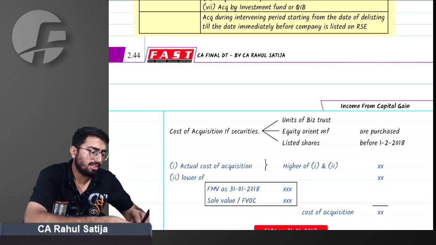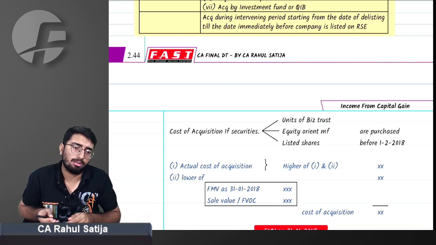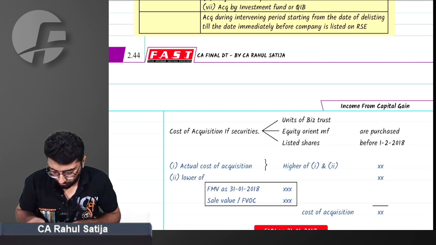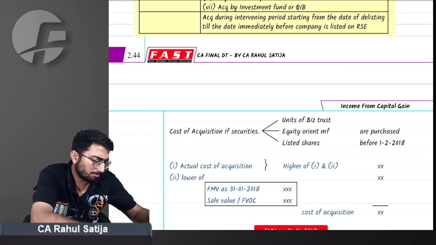Sir, how will the cost of acquisition be taken? You have to focus here. Focus here for a minute. This is a trickier point. You might miss this if you do not hear. Just give me a second.